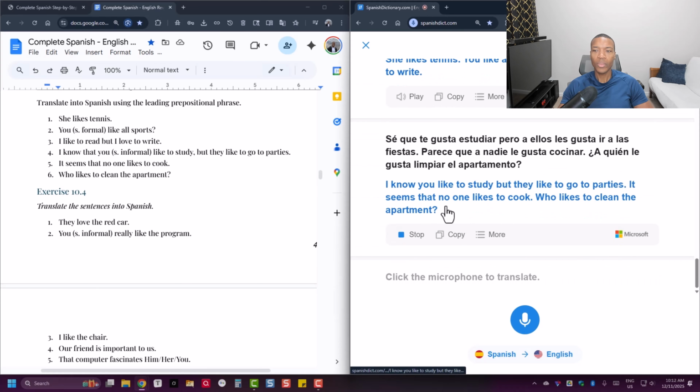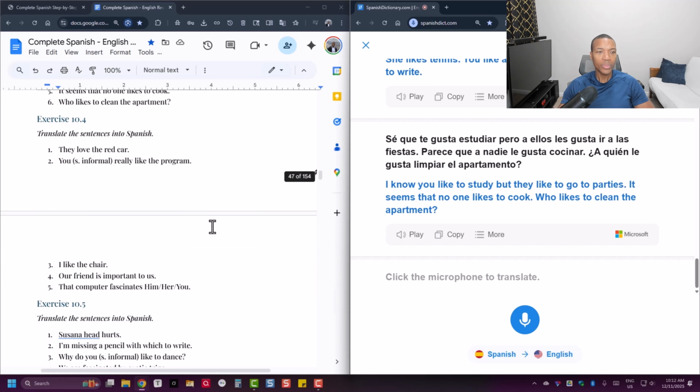I know you like to study, but they like to go to parties. It seems that no one likes to cook. Who likes to clean the apartment? All right, exercise 10-4. 5 quick sentences. They love the red car. You really like the program. I like the chair.